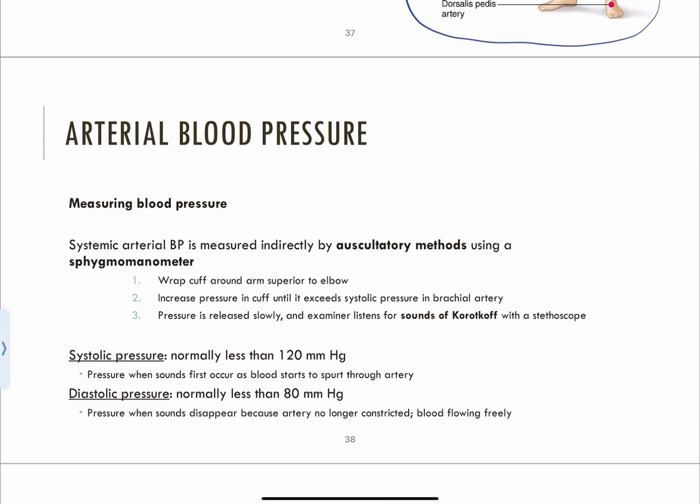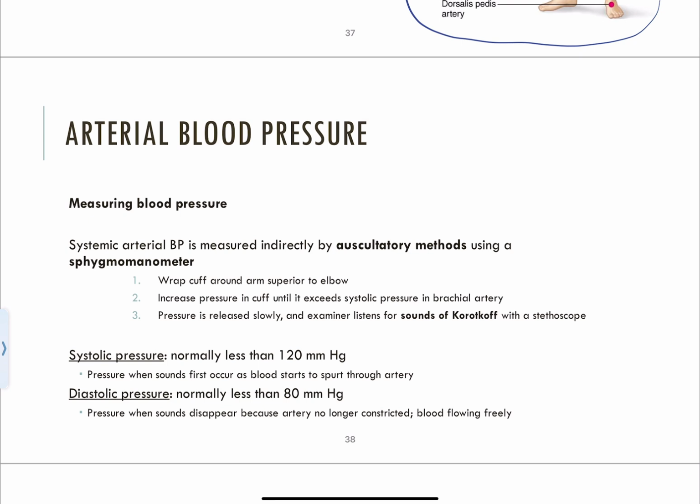Okay, so measuring blood pressure, again, you may be doing this in lab. Systemic arterial blood pressure is measured indirectly by auscultatory methods using a sphygmomanometer. So you've probably had your blood pressure taken, or maybe gone to a grocery store and had it taken there. But that's basically where they take a cuff, wrap it around your arm, superior or above your elbow. And the pressure in the cuff is going to continually increase until it's going to exceed your systolic pressure.